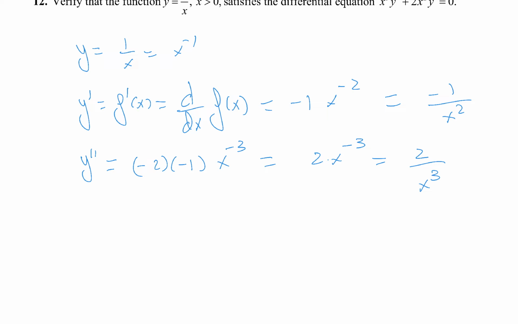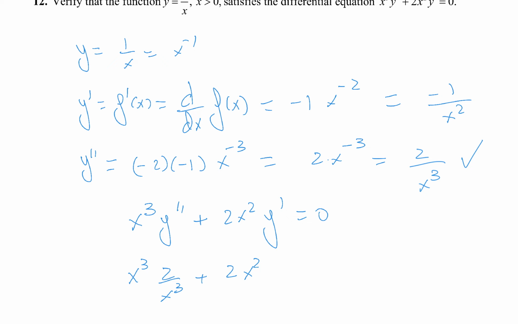So let's plug into the differential equation. The differential equation says x cubed multiplied by y second plus 2x squared multiplied by y prime equals 0. So let's plug in x cubed. Who is y second? If y is 1 divided by x, y second we found is 2 divided by x cubed. The second derivative is 2 divided by x cubed and is positive, plus 2 times x squared. Now y prime should be negative, otherwise I will never find 0. And y prime happens to be minus 1 divided by x squared.